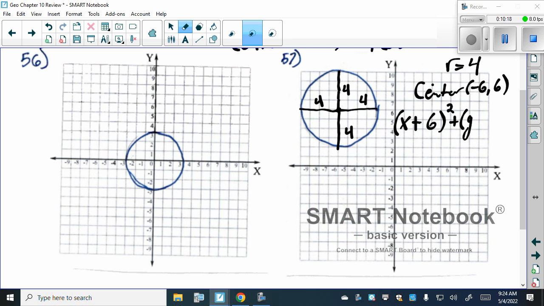Plus y minus k. Well, the k value is 6, squared is equal to r squared. And 4 squared is 16. So that's the answer. X plus 6 squared plus y minus 6 squared is equal to 16. And that's the equation of the circle. Any other questions on 56 or 57?